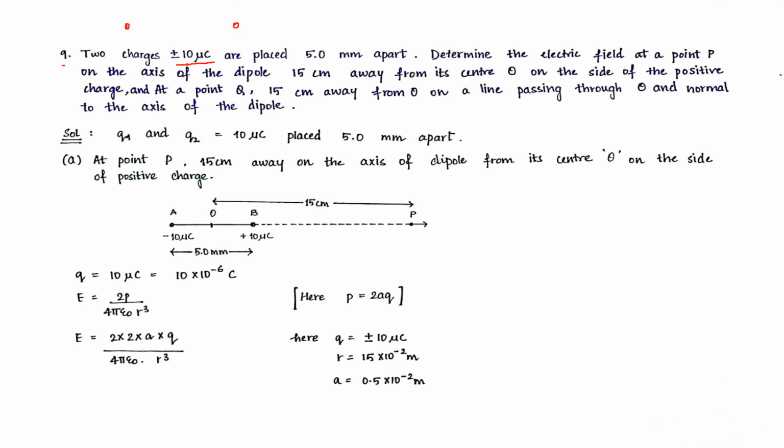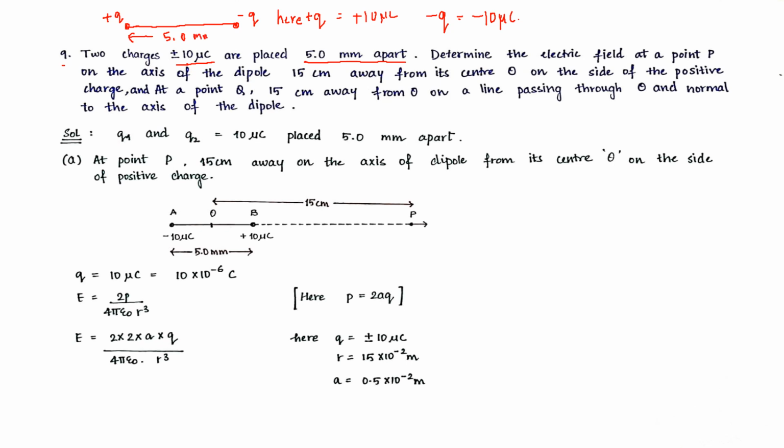A dipole is formed by charges having the same magnitude, but the polarity will be different. One will be plus q, while the other will be minus q. Here our value of plus q is plus 10 microcoulomb, and similarly our minus q's value is minus 10 microcoulomb. Okay, are placed 5 mm apart. So the distance between these two charges is 5 mm.